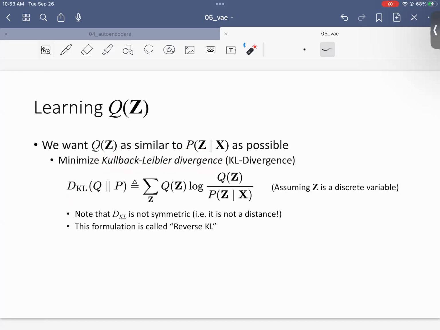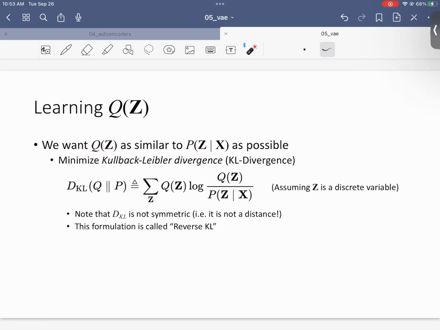So the equation of KL divergence is like this. This is just a definition. So you have Q and you have P. P is this guy, and Q is this guy. And this D_KL quantifies the difference between the two. So the definition looks like this.